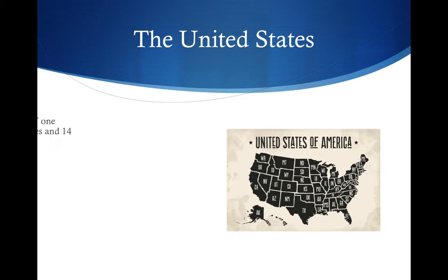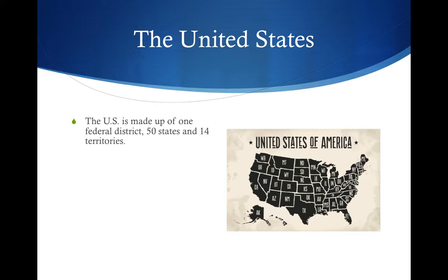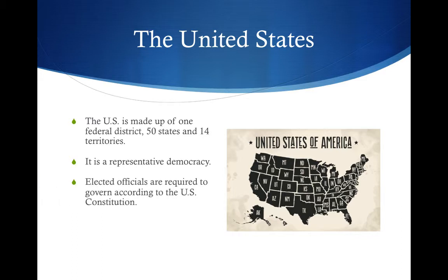The United States. The United States is made up of one federal district, 50 states, and 14 territories. It is a representative democracy. Its elected officials are required to govern according to the U.S. Constitution. The Constitution limits governmental power.